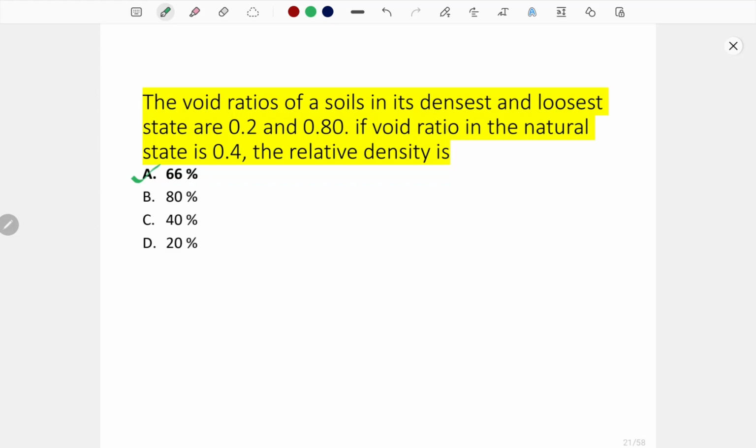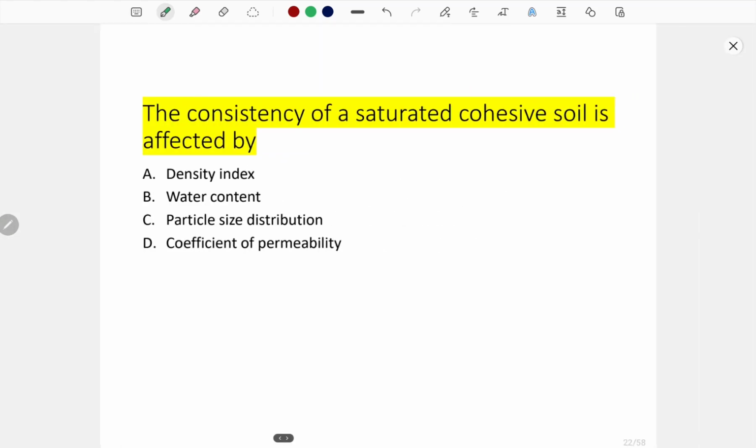I have already told you the equation. The consistency of the saturated cohesive soil is affected by, so the consistency can be affected by the water content.